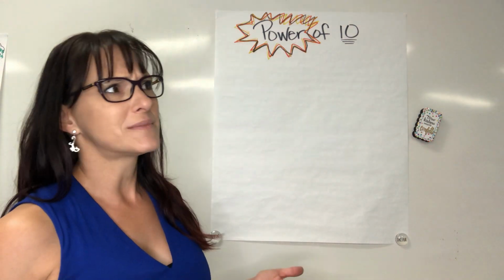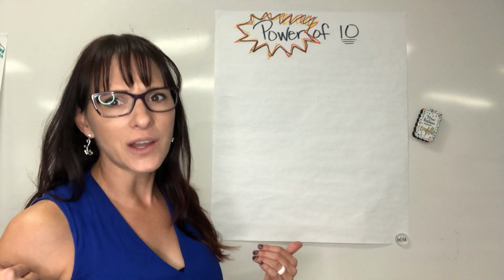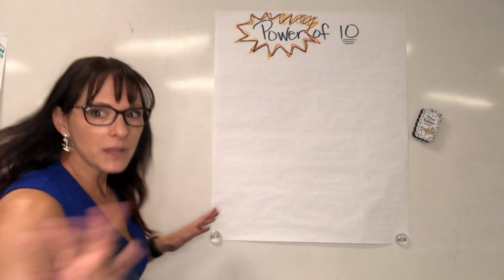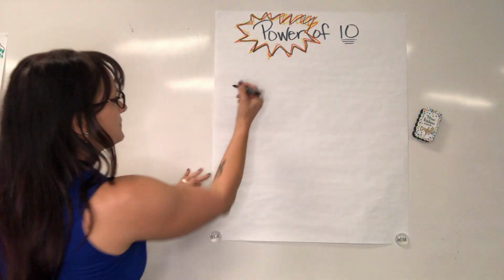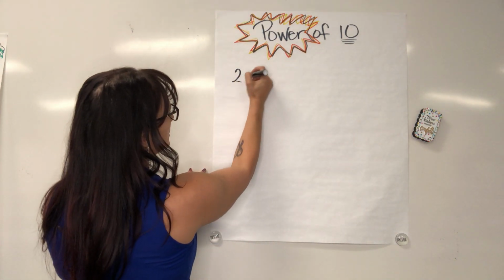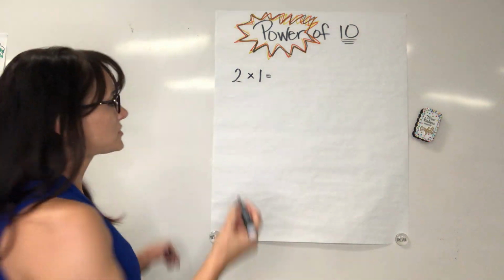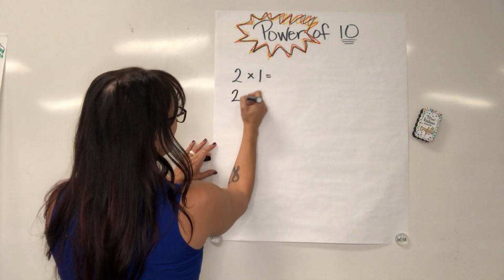You're going to be like, Ms. Boatwright, seriously, I already know how to multiply 2 times 1. I get it. I know. But here we go. Just hear me out. Okay? So we're going to start with 2 times 1. And then I want you to think about 2 times 10.